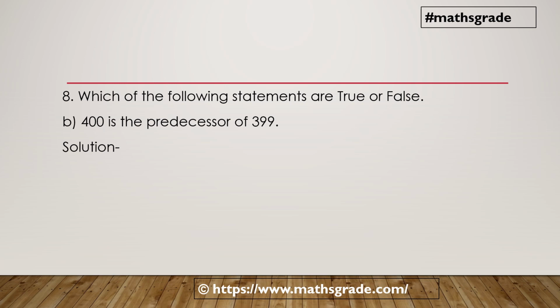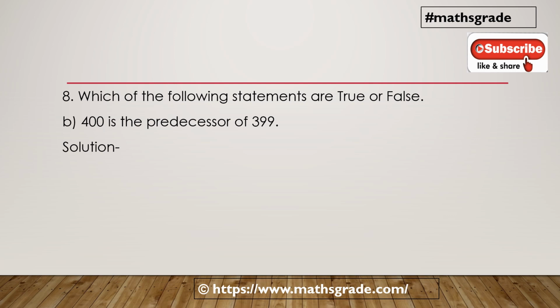Now question number second bit B. 400 is the predecessor of 399. We have to check is it true or false. We know predecessor is the before number or the previous number. We have to subtract 1 from the given number, then we get the predecessor of that number.